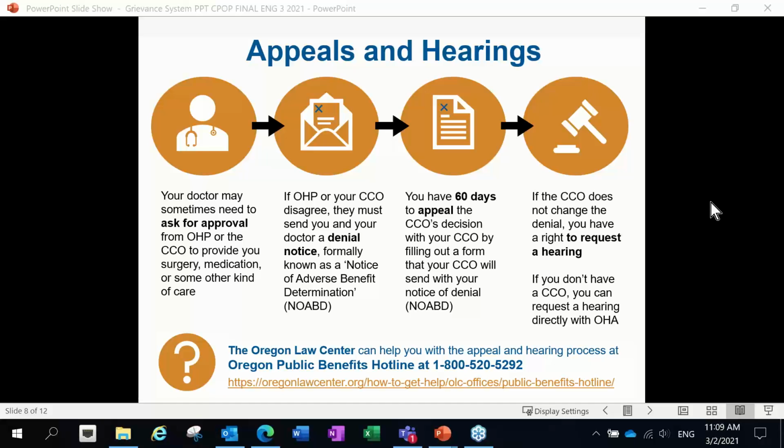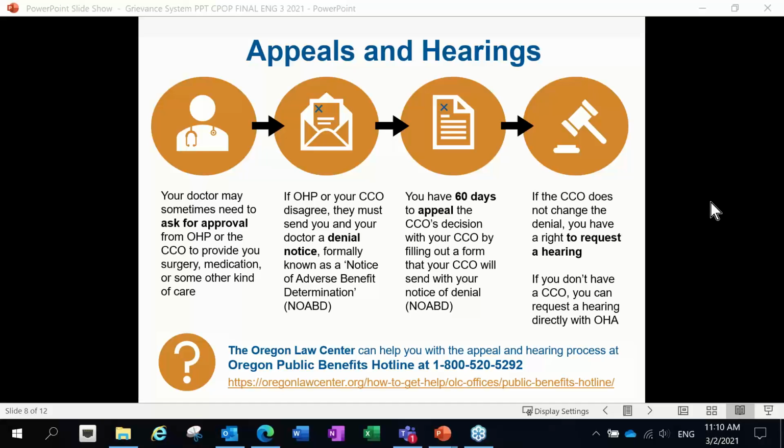So when that's submitted, the Oregon Health Authority or the Coordinated Care Organization have to respond. Are they going to cover the service? Yes. Or they are not going to cover the service? No. And when they do that, they have to send you a letter in writing.